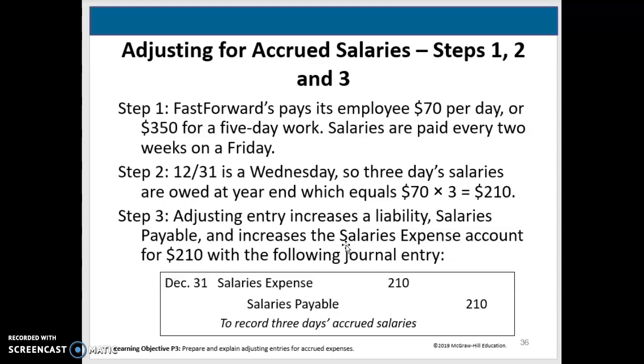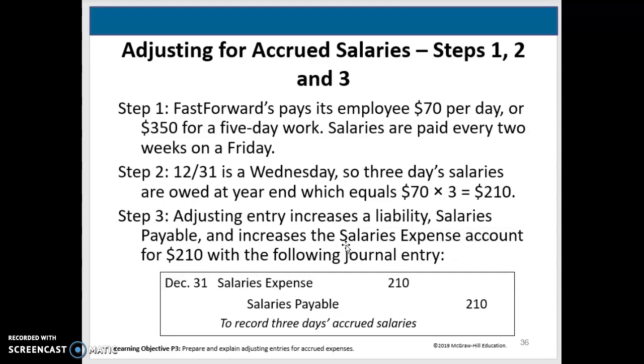So fast forward to paying their employees $70 per day or $350 for a 5-day work week. Salaries are paid every 2 weeks on a Friday. So we get to the end of the month in December, 12/31, and it's a Wednesday. So we have 3 days, Monday, Tuesday, and Wednesday, that are owed at the year end. So $70 per day times 3 days gives us a total of $210 that when we close our books December 31st, we have to adjust for, because we want to recognize the expense we have in that month because that's when they worked. We're not paying them yet because payday is not until a Friday.